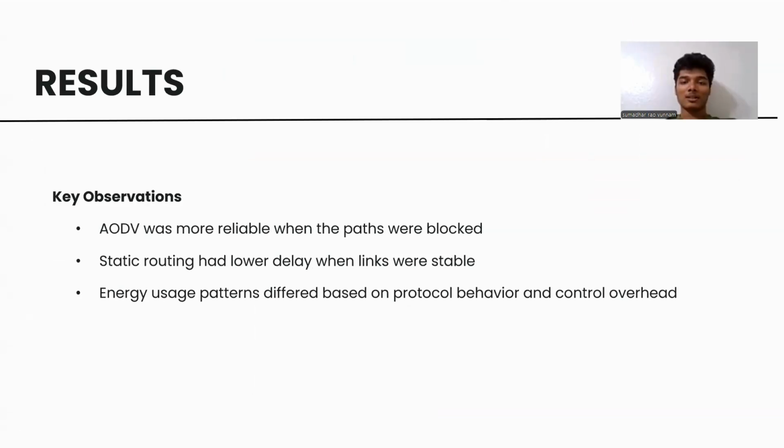I am Sumirat, the project lead. Here are our main results. We saw that AODV behaved better when some paths were blocked because it was able to quickly find new routes. When the links were stable, static routing actually gave lower delay since packets always used the same fixed path. Finally, we noticed that the two protocols use energy differently, mainly because their routing behavior and control messages create different levels of overhead. The next slide will be continued by my teammate.